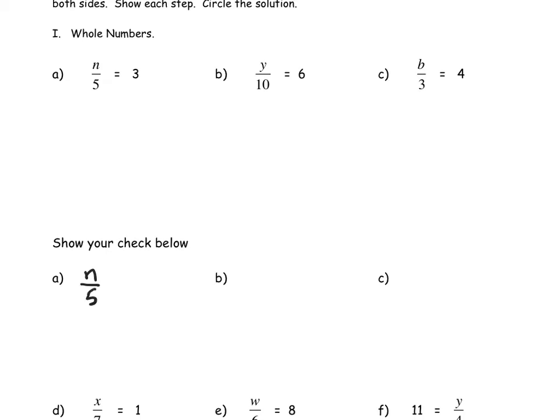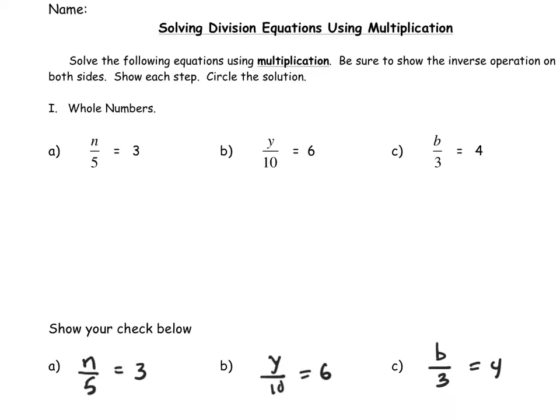So I see n divided by 5 equals 3 for letter A, and I see y divided by 10 equals 6 for letter B, and then b divided by 3 equals 4. So we're eventually going to use the check, but we'll do that after we talk about the solving. So let's think about what this means for a minute.